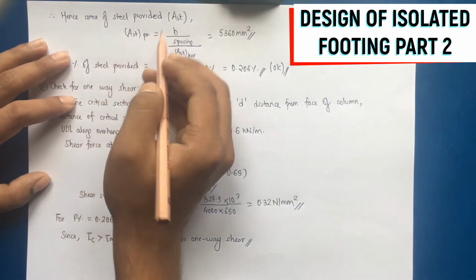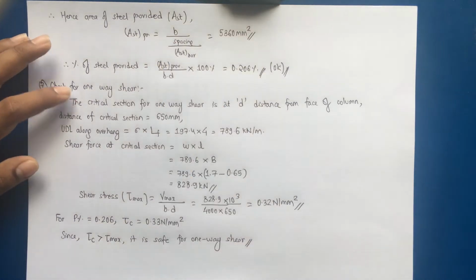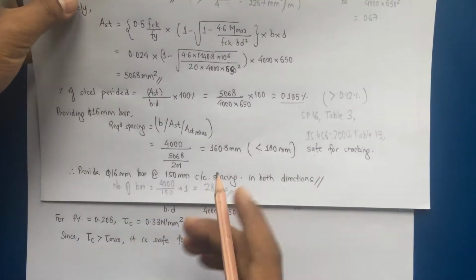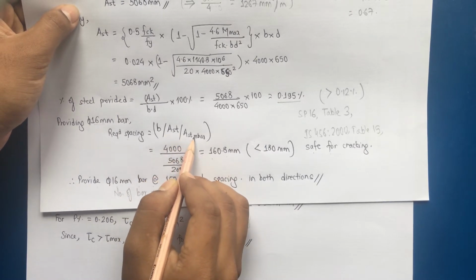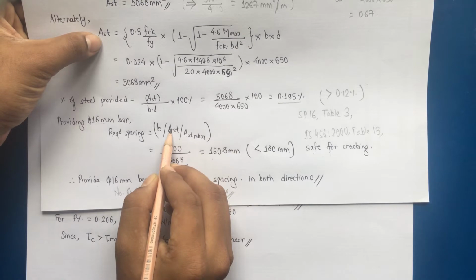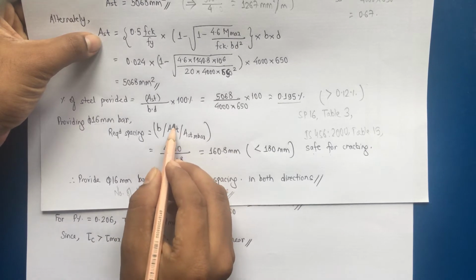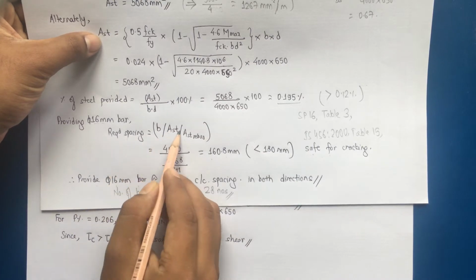The area of steel provided is equal to... Previously we calculated the required spacing using B by Ast of rebar. Now we have to find Ast, that is the area of steel provided, and we can cross multiply the required spacing by the area of steel.